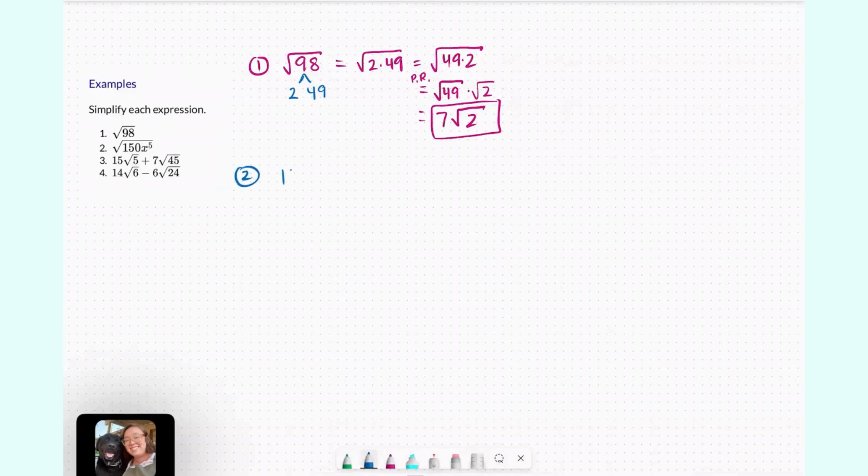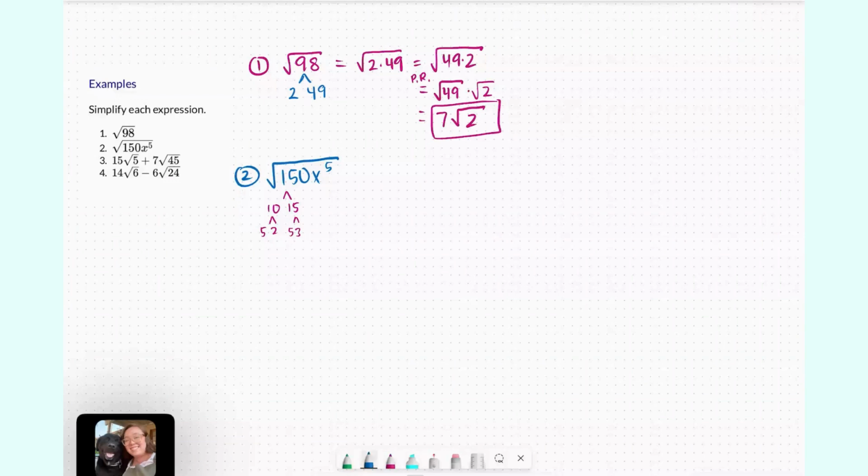Second question, 150x to the fifth. Still square rooted. You'll notice I'm focusing mostly on square roots because that's more of what you're going to see in this class. So that's where our emphasis is. So I'm going to break this kind of into two pieces. I have this 150, again, not a perfect square, but it does factor into 10 and 15 because it ends in a 0, right? 5 and 2, 5 and 3.